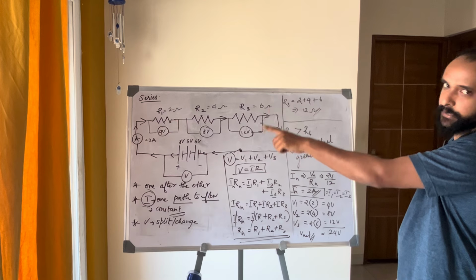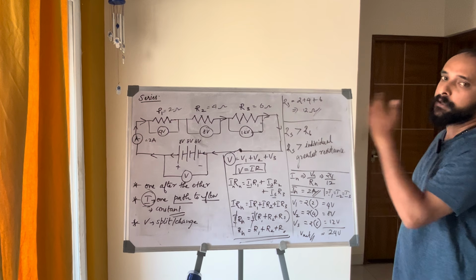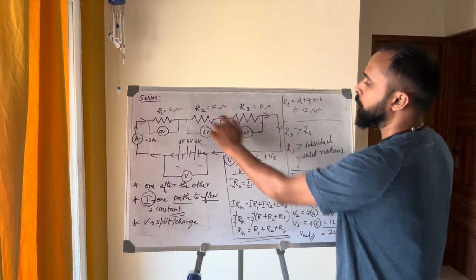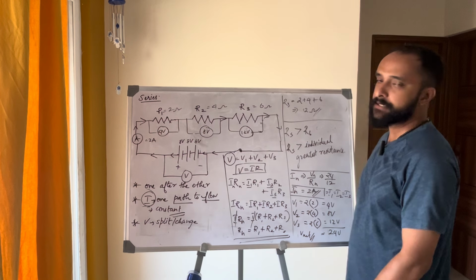That's it. So based on this, always keep in mind, if you want V1, you take I into R1. If you want V2, I into R2. If you want V3, I into R3. That's it. And then finally, you can cross check by adding all the three. If you add all three, you will get the total voltage again, which is 24.